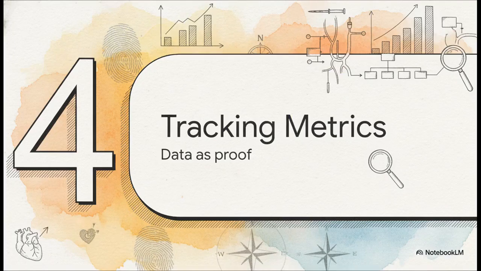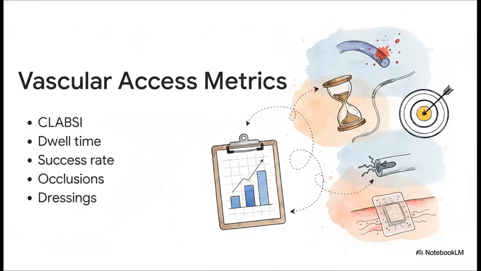Finally, Section 4, tracking meaningful metrics, using your data as proof. In Vascular Access, we have to track specific outcome metrics. We're looking at CLABSI rates, monitoring device dwell time, tracking first attempt success rates, monitoring occlusions, and auditing dressing change compliance. And listen, this isn't just busy work. This data is often visualized on unit compliance dashboards and run charts to provide absolute, concrete proof that the interventions we test in our PDSA cycles are actually succeeding.